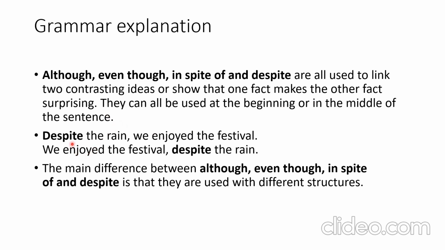So, despite the rain, we enjoyed the festival. We enjoyed the festival despite the rain. So, guys, we use despite here to make a contrast between two ideas or two sentences: the rain, and we enjoyed the festival. So here, despite the rain, it contrasted with we enjoyed the festival. That's why we are using all of the contrasting links. We enjoyed the festival despite the rain.